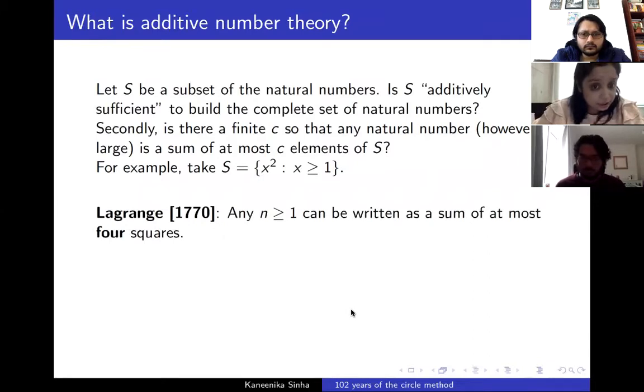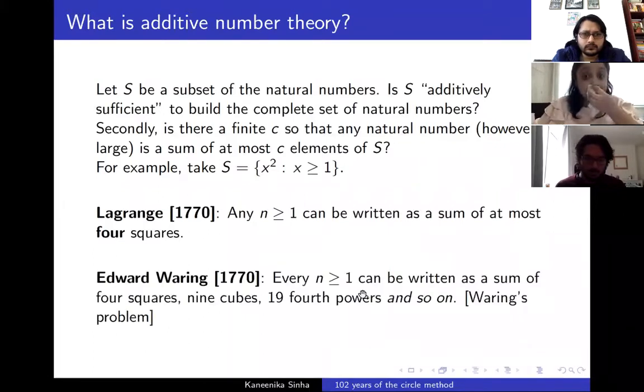And Lagrange showed in 1770, so those of you who are taking a course in number theory in college, this is typically what is proved in a first course in number theory: any natural number n can be written as a sum of at most 4 squares. So in this case, your C is equal to 4. And this 4 is quite sharp because there are numbers which cannot be written as a sum of 3 squares, for example.